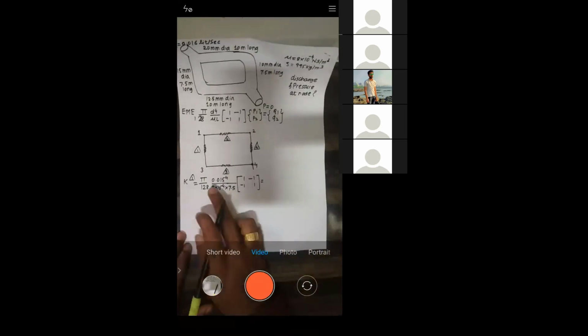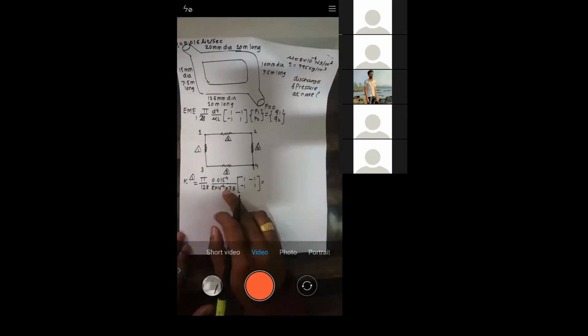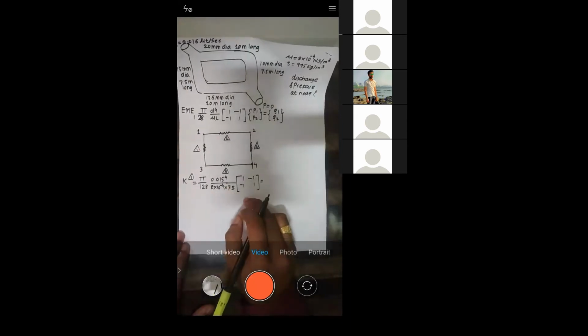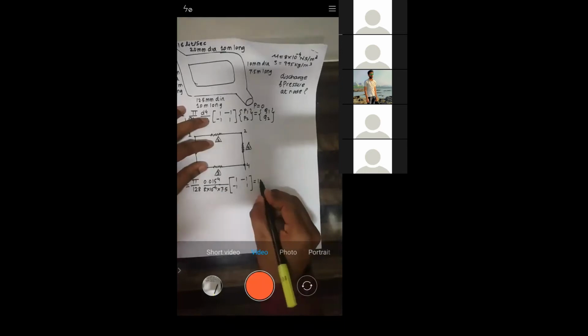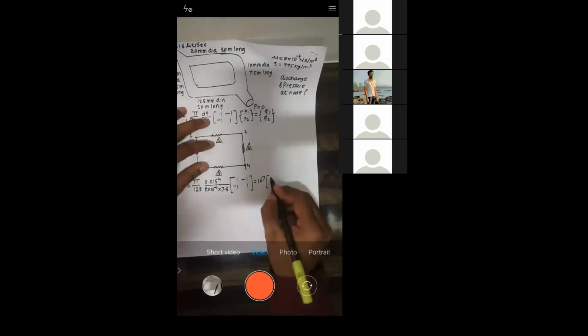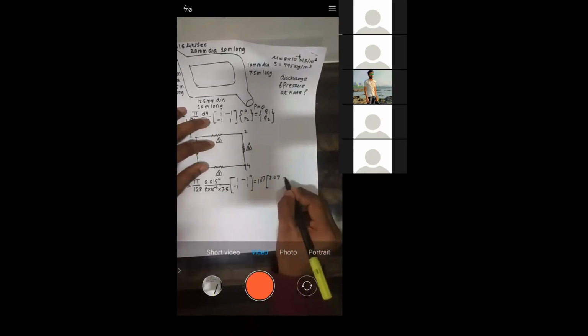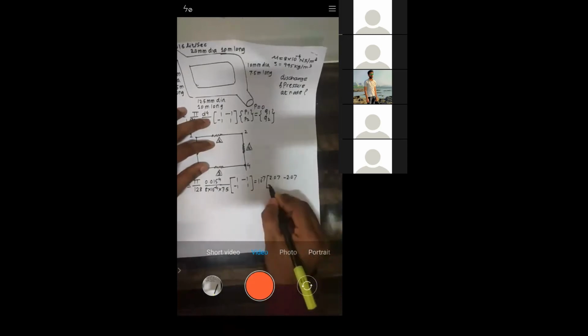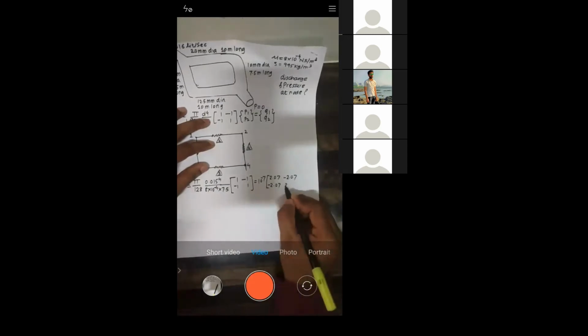Stiffness matrix of element number 1: pi by 128, diameter of that element 15 mm. Okay, tell me this term, how much you're getting? 2.07 into 10 to the minus 7. So I will take 10 to the power minus 7 common: 2.07, minus 2.07, minus 2.07 and 2.07.